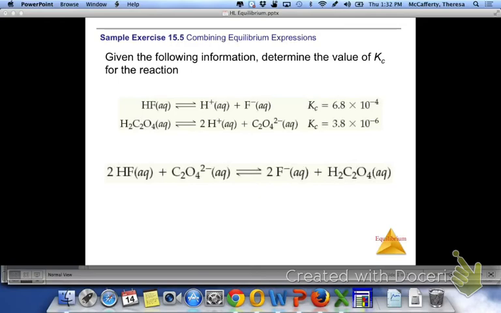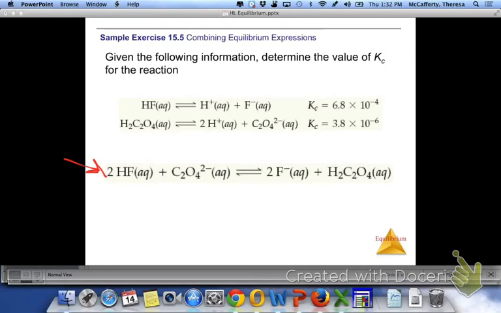The reaction that we're going to find the Kc for is actually the overall reaction. So we're looking to find the value of Kc for this reaction. What kind of a problem does this look like? It looks like a Hess's law problem. Yes! So we're going to combine these two equations to get to the overall equation.